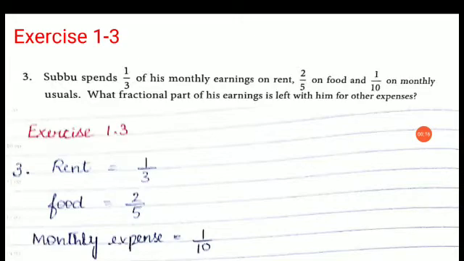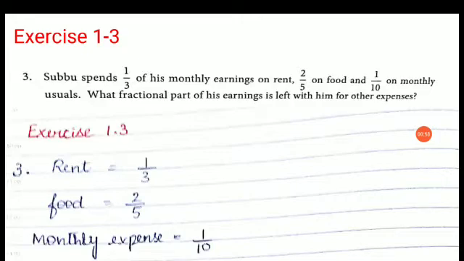Now read the question. Subbu spends 1/3 of his monthly earnings on rent, 2/5 on food, and 1/10 on monthly usuals. What fractional part of his earnings is left with him for other expenses? Now first observe the question. They are giving Subbu's monthly expense in 3 different ways. So Subbu is earning something. He is spending 1/3 on his rent, he is spending for food, and he is having other expenses also.